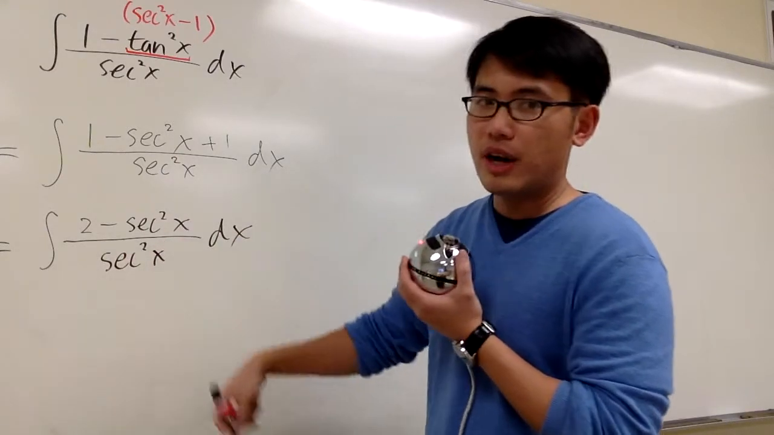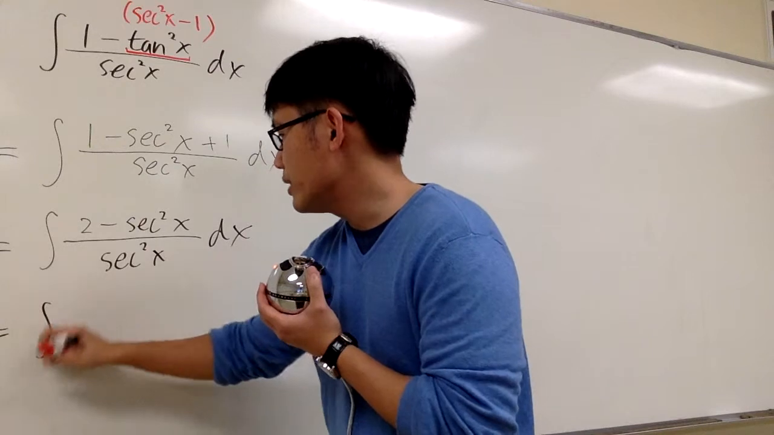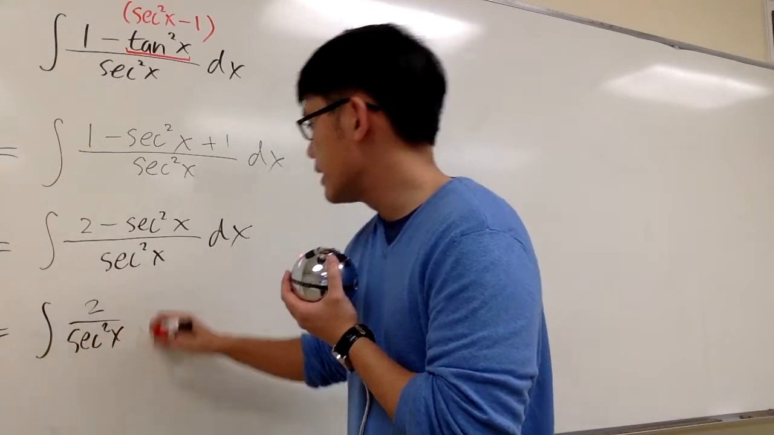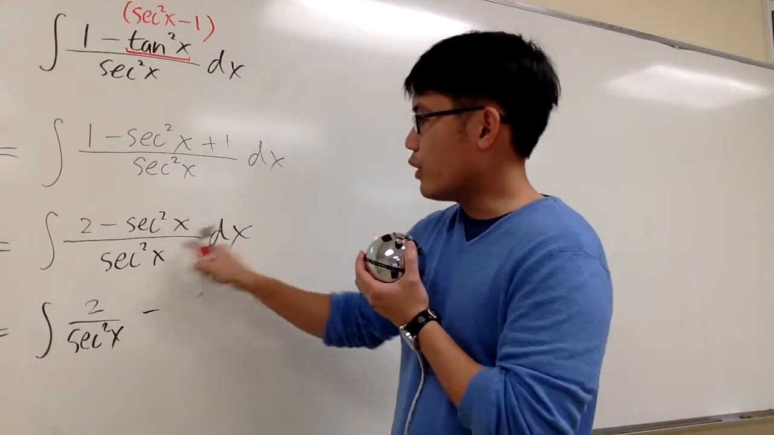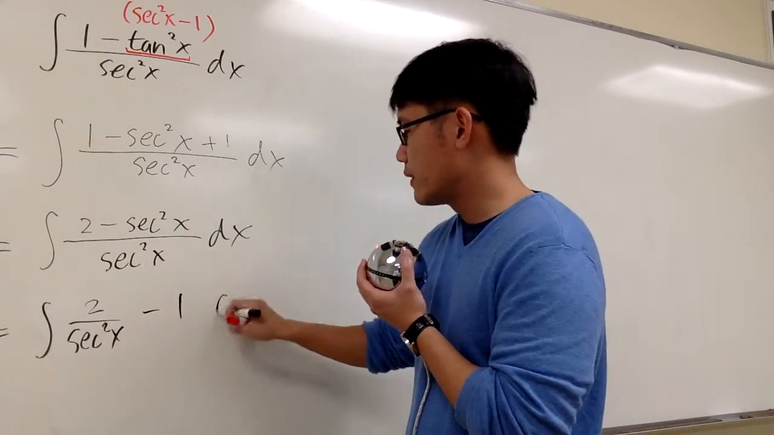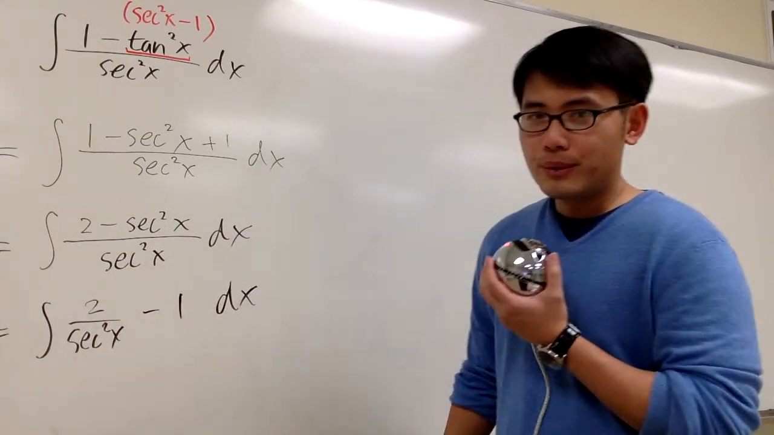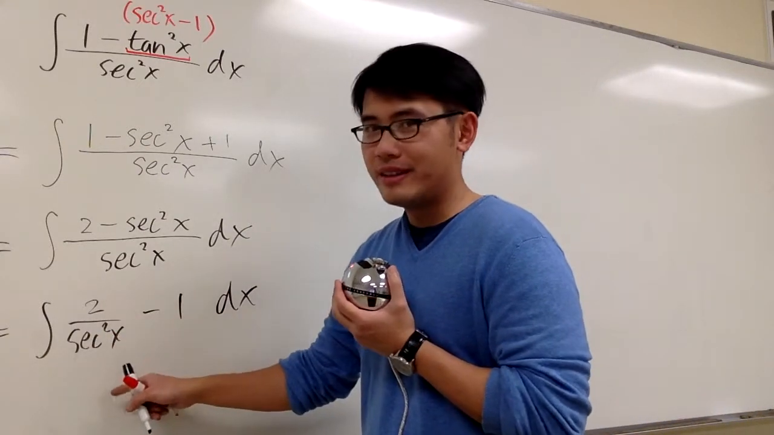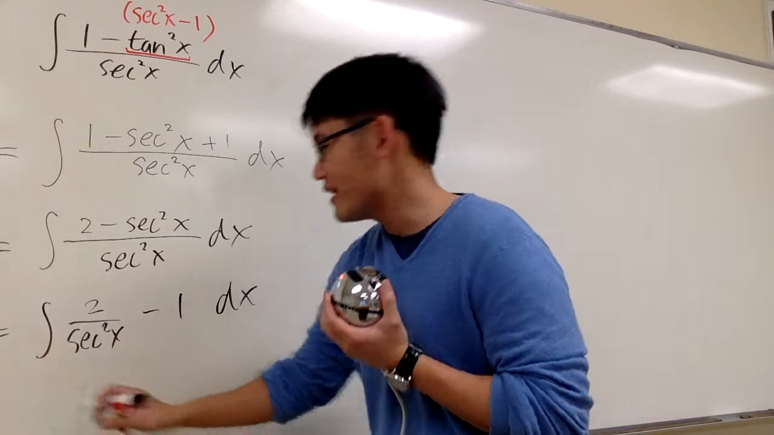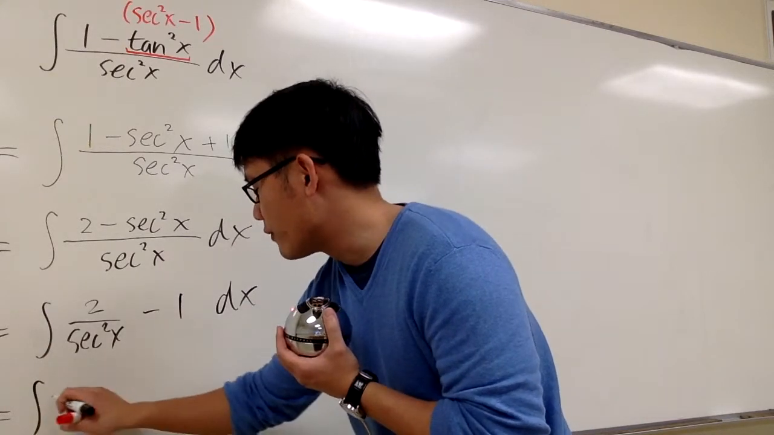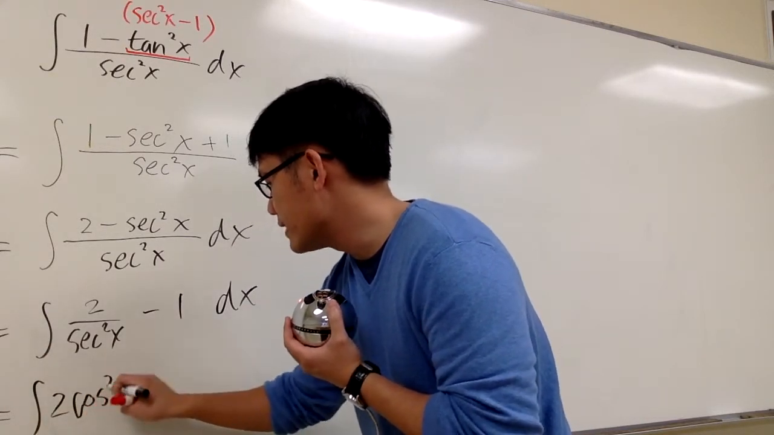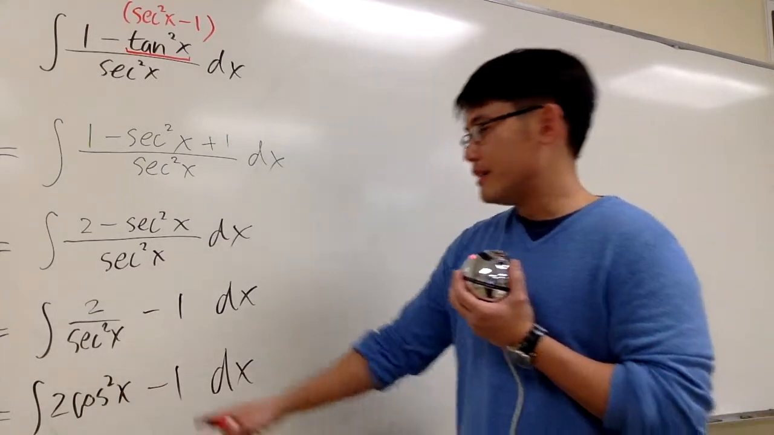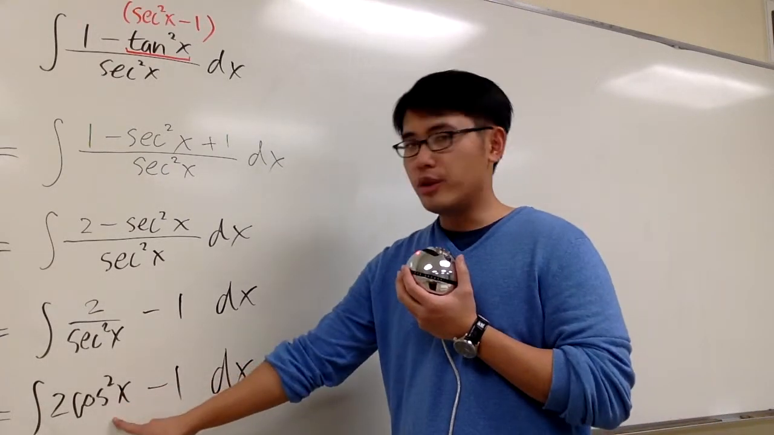And then now I split the fractions. Doesn't matter how you do it, about the same. So 2 over secant square x minus secant square over secant square, which is just 1, dx. 2 over secant square is the same as 2 cosine square. So we can write this as the integral of 2 times cosine square x minus 1 dx. This is pretty easy. How are we going to integrate that?